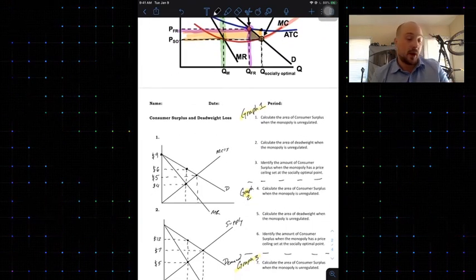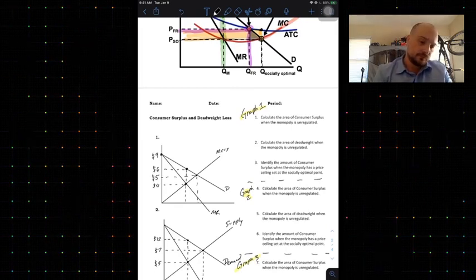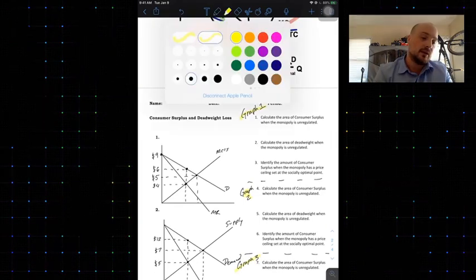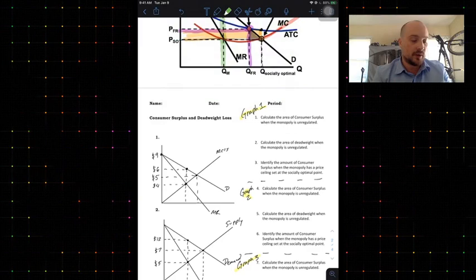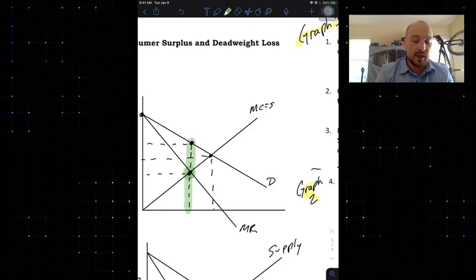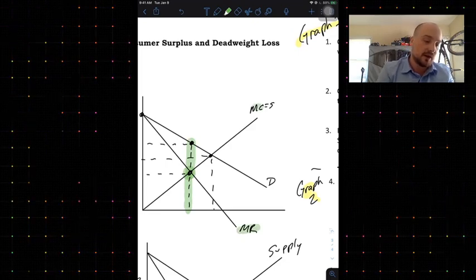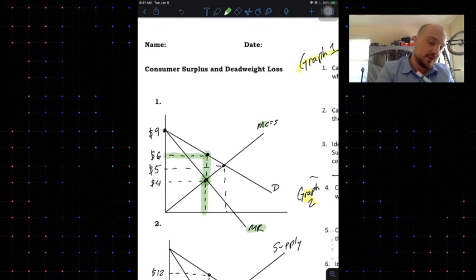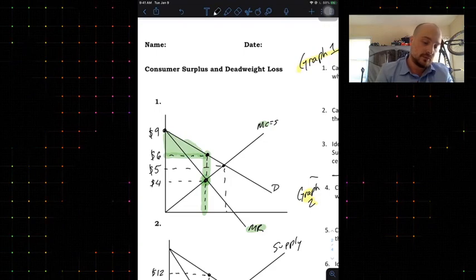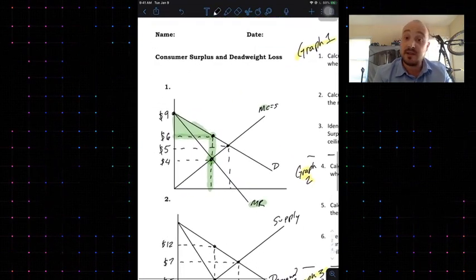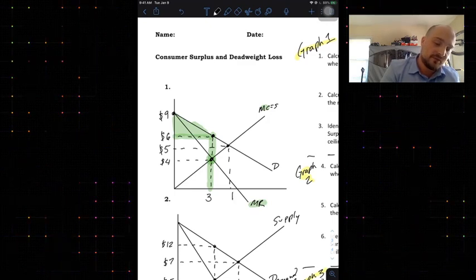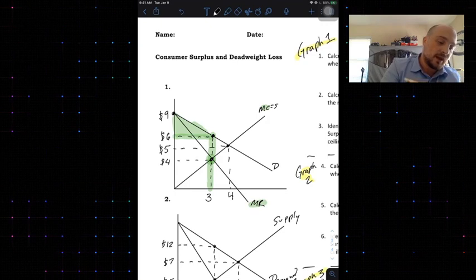Let's look at graph 1 on your practice, okay? Question 1 says, calculate the area of consumer surplus when the monopoly is unregulated. Unregulated, what's the unregulated point? Oh, that's where the monopoly is making the most profit, where the MR and the MC intersect right there. And so now I need to find consumer surplus. I forgot to give y'all quantities. Good thing this is the practice problem. Let's say 3 and 4. Make my life easier with this math.